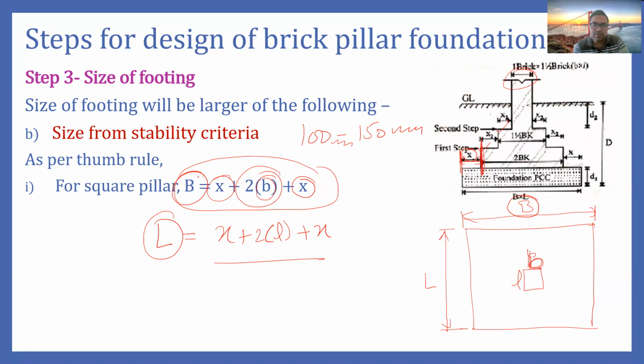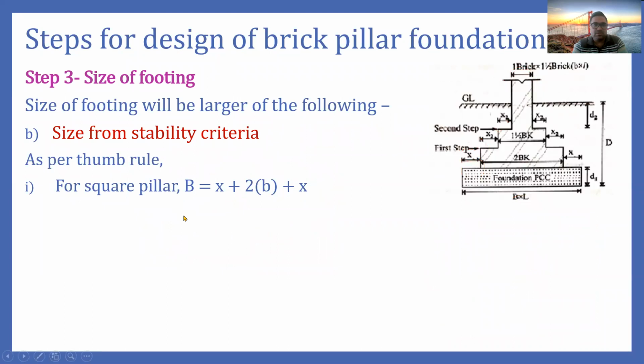Now we will compare this B value with the previous criteria. If this B value is higher, similarly, if this L value is higher than the previous criteria, we will adopt this criteria, or vice versa. So that is the method how we calculate the size of foundation using the stability criteria.